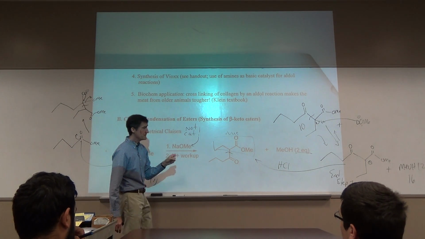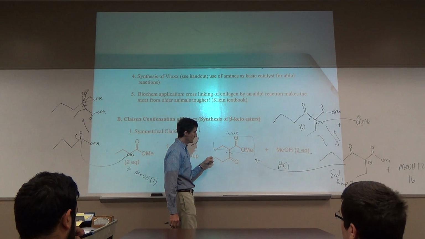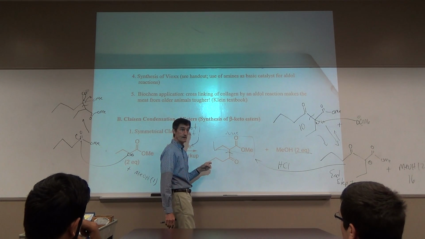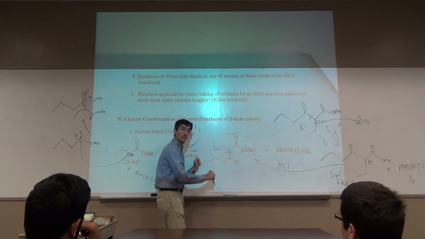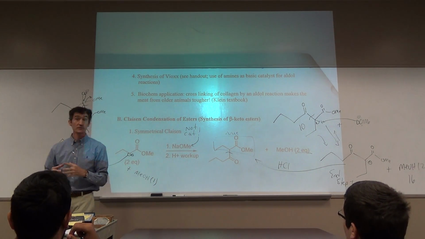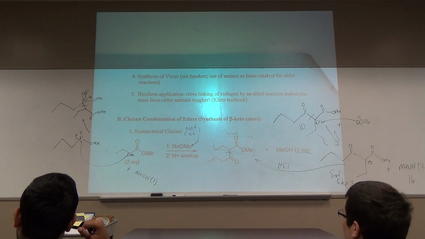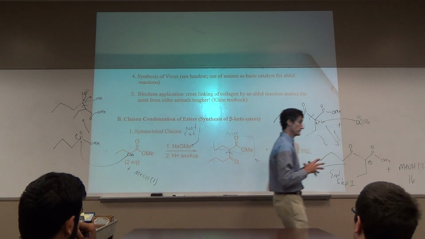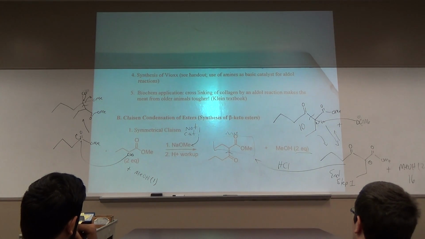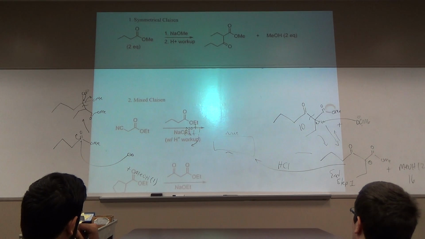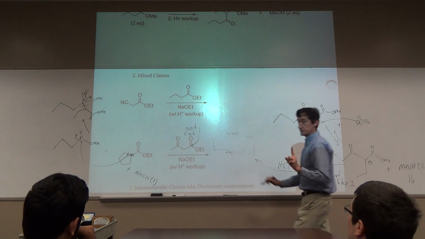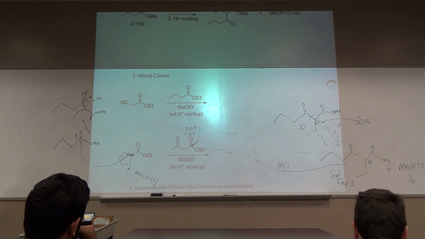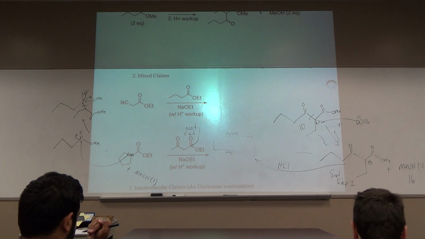What type of product did we make? It's a beta-keto ester. There's your ester, alpha, beta. Beta-keto esters are hugely important in biochemistry. Claisen condensation gives beta-keto esters. You can also do a mixed Claisen where you have two different molecules. When you do a mixed reaction, you have to have some reason for selectivity.